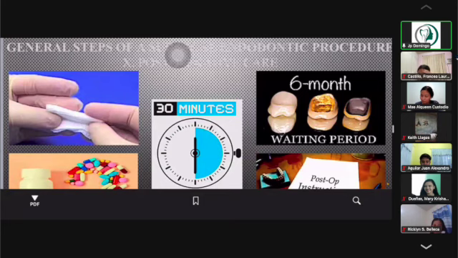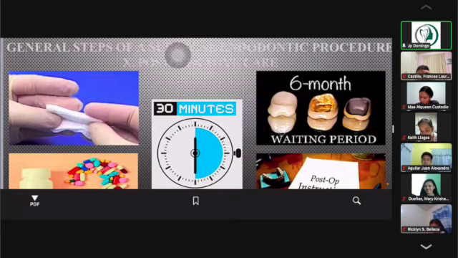So, pagpahingayin nyo muna yung pasyente before you dismiss. And then, the use of antibiotics is not mandatory. Okay? Unless the patient is medically compromised. And then, check for bleeding points on the surgical area for about 30 minutes. This will ensure sufficient clotting of blood.